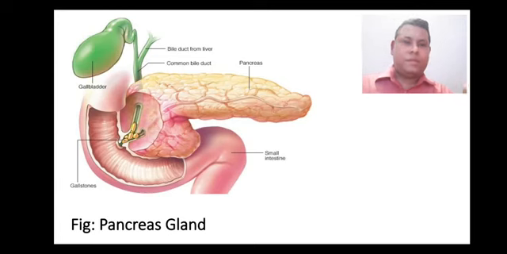This is the pancreas gland and the lobe of the pancreas gland. Just like the upper part of the pancreas, there is a special gland situated, known as the gallbladder, the main site of production and storage of bile juice.